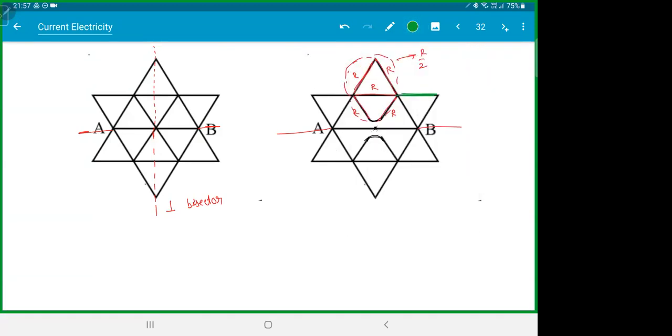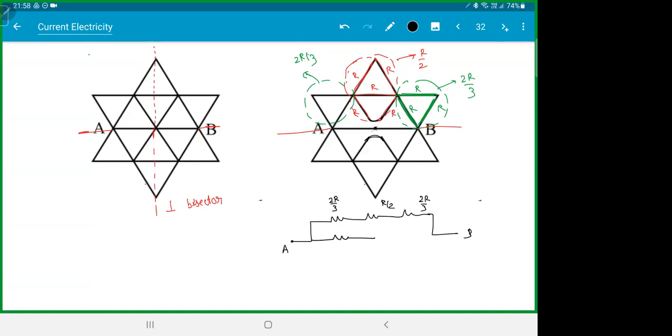Similarly, if you look at this and this, these both are in series. This is in parallel. So 2R and R are in parallel. This full triangle is 2R/3. Similarly, this full triangle is also 2R/3. So you can just redraw the circuit. It looks like this. So this is point A. 2R/3, R/2, 2R/3.